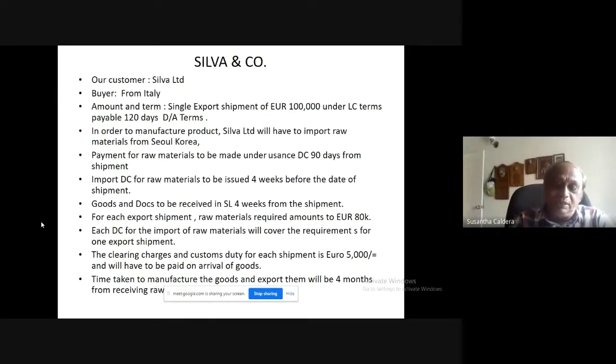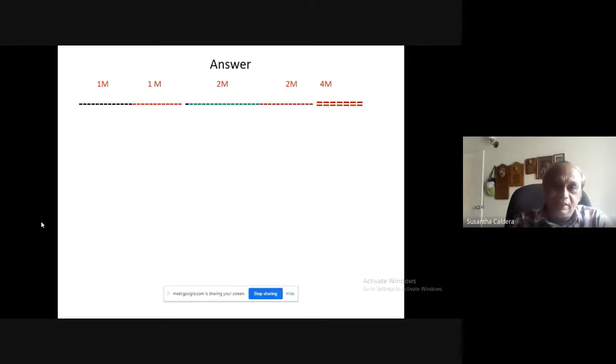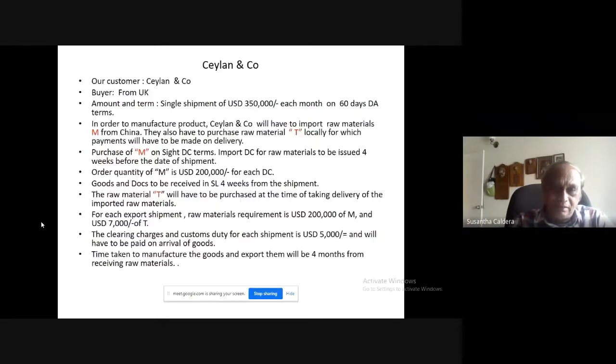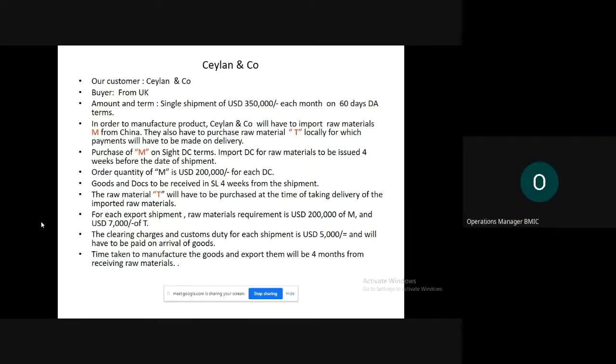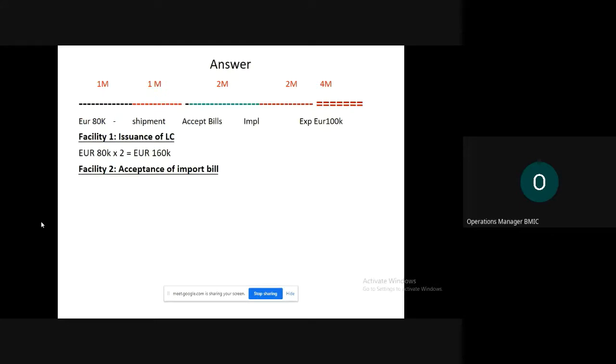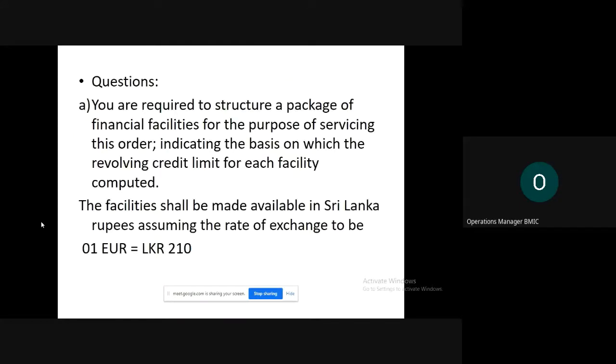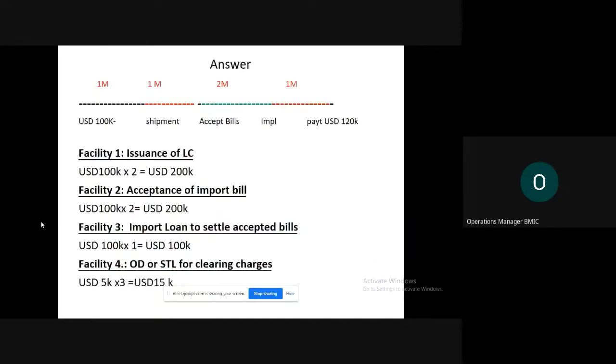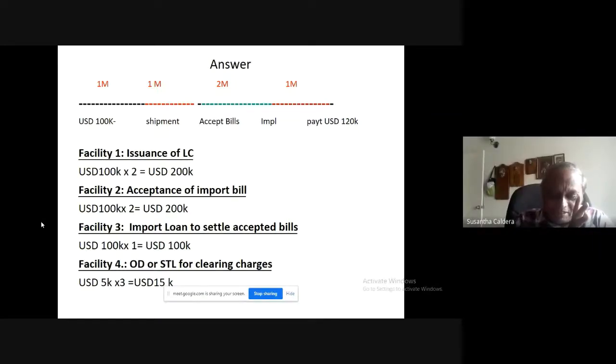Sir, I have a question. Now, even for the acceptance of import bill facility, has it to be revolving? The word revolving should come in the beginning for both short-term revolving import loan as well as acceptance also revolving, no? Right. Thank you very much. I have not put that, but every facility you have to start with revolving.